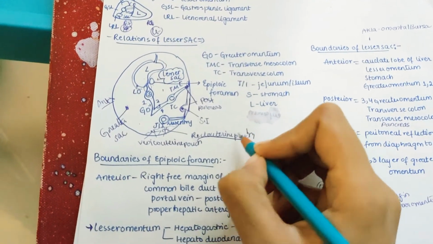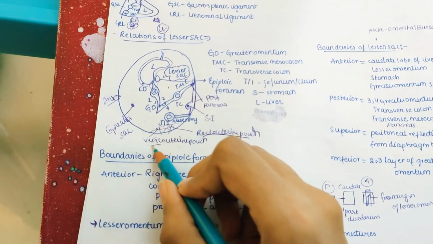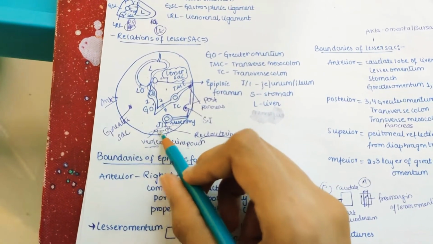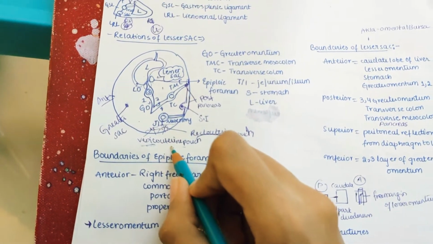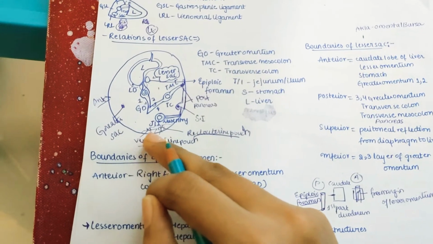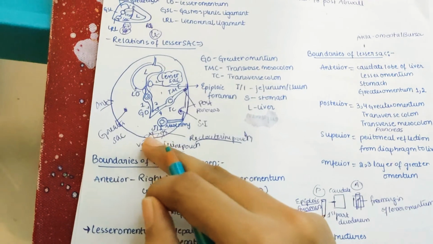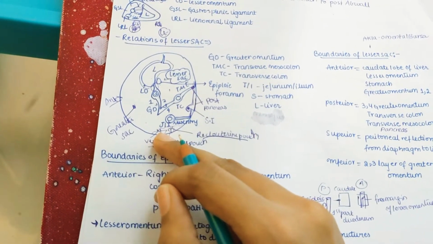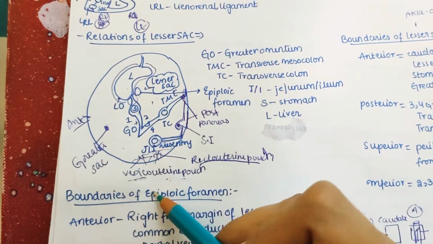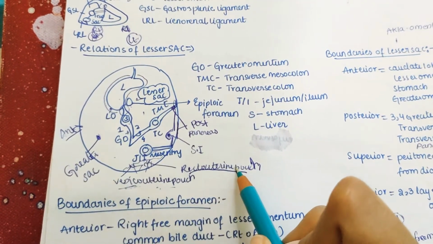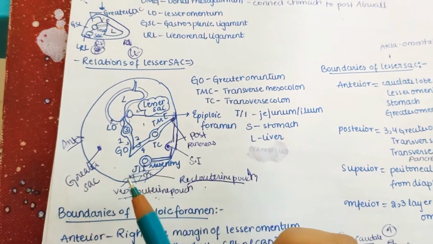According to the name, you can just name them. Next, the vesico-uterine pouch is on this side. This is the vesico-uterine pouch, between the urinary bladder and the uterus. Vesico means urinary bladder, so the vesico-uterine pouch is between the urinary bladder and uterus, whereas the rectouterine pouch is between the rectum and uterus in female. These are the 2 pouches present here.